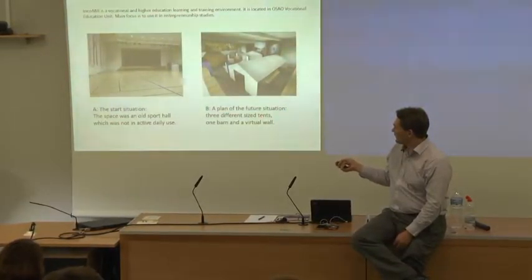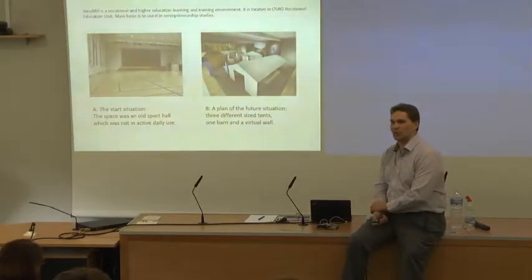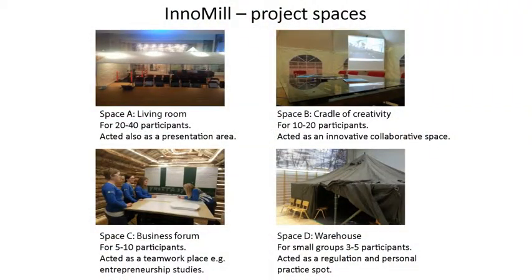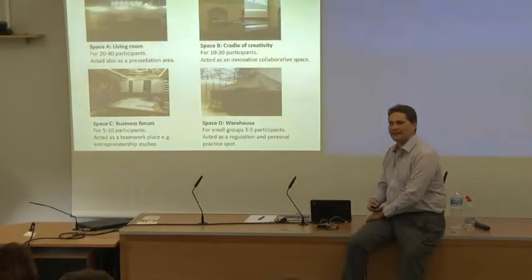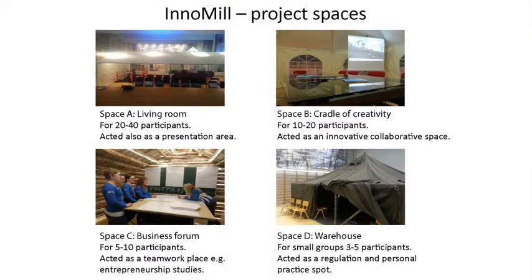And actually, it was an empty environment before, but the institute developed three different sites of tent environments, one barn house, and then one kind of virtual world or wall to be utilized there. And the actual solution was that space A, which was called the living room, is meant for 30 to 40 participants. So we could have this session in this big fest tent as well. Space B is called the cradle of creativity. So it was meant really as a place to create innovative solutions.